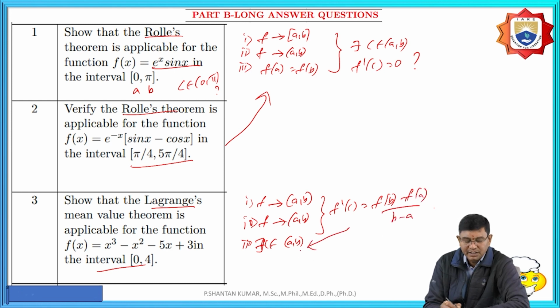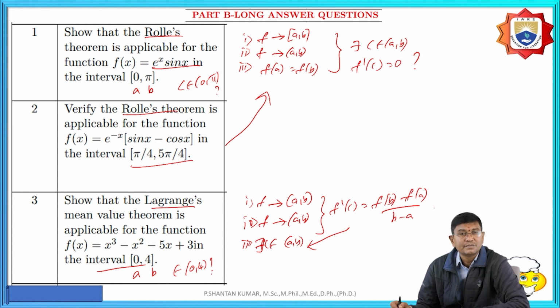With the help of this one, we need to find out, here a is 0 and b is 4. Then there exists c belonging to 0 comma 4, is it satisfied or not? That we need to show, because it is clearly asking to show that the function satisfies Lagrange's mean value theorem.